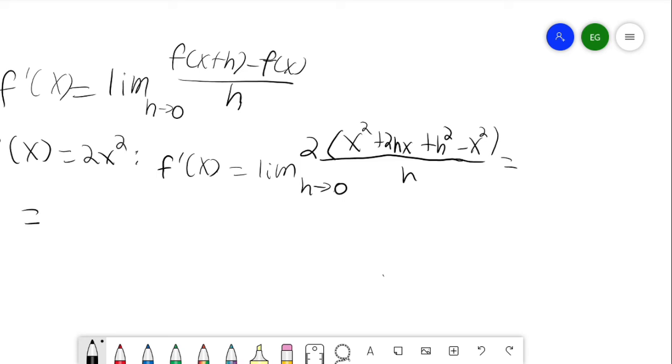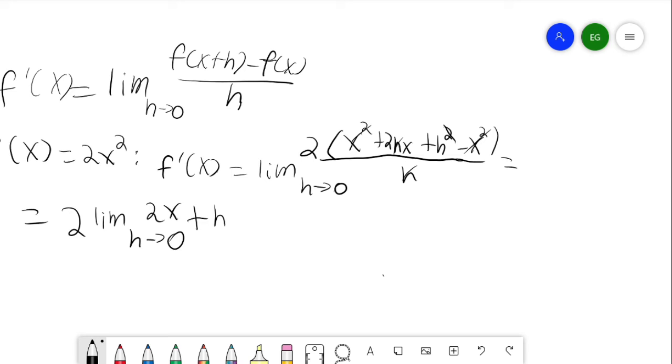Now, let's simplify. So this cancels, we'll take this 2 out of the limit to get 2 times the limit as h approaches 0 of, okay, now let's see. We have left in here 2hx plus h squared over h. Now h will cancel with this, and we'll get 2x. Then h will cancel also with this, but because it's a square, we're left with h.